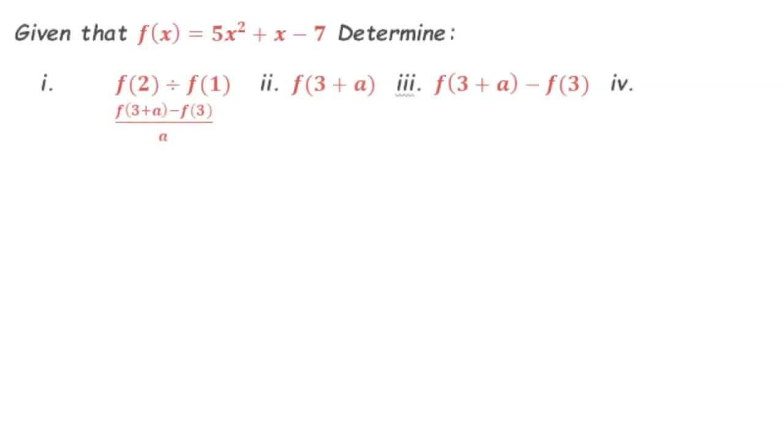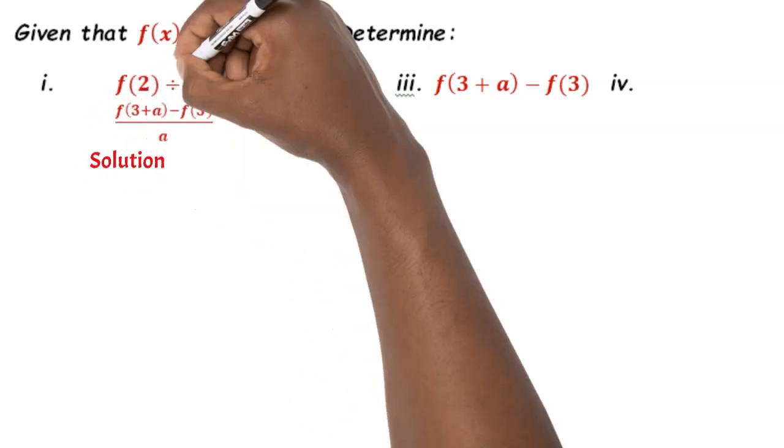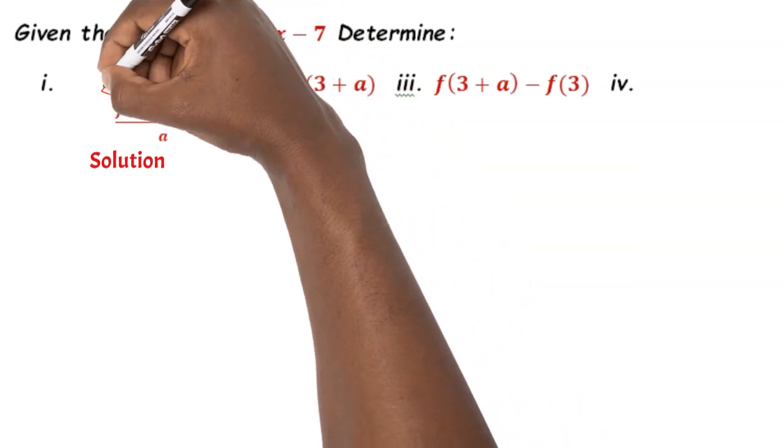Given that f of x equals 5x squared plus x minus 7, determine f of 2 divided by f of 1, f of 3 plus a, f of 3 plus a minus f of 3, and f of 3 plus a minus f of 3 divided by a. That's what we can do. So let's start with f of 2 divided by f of 1.